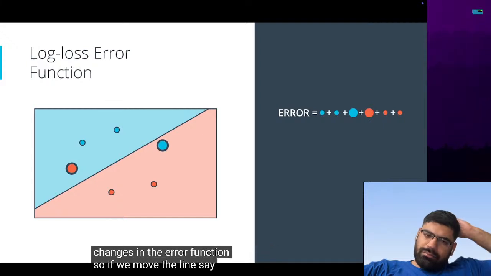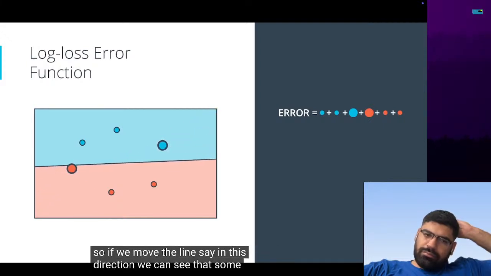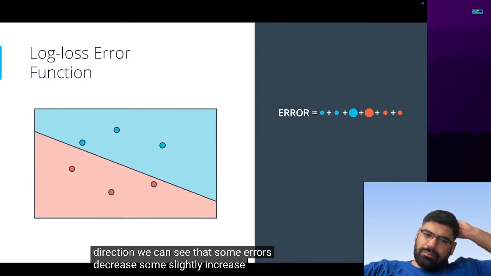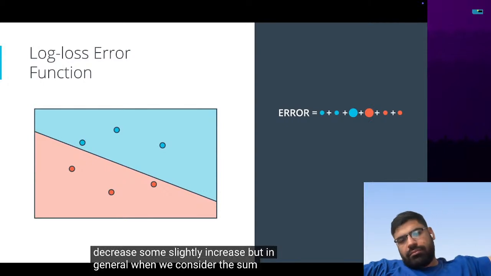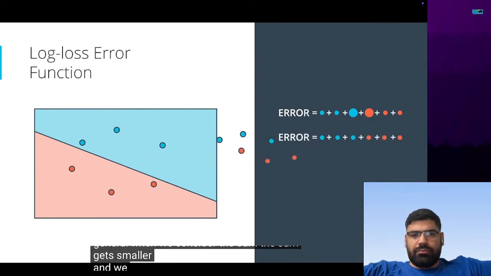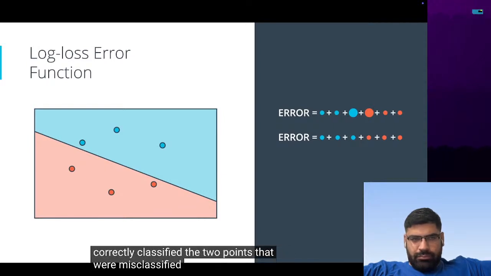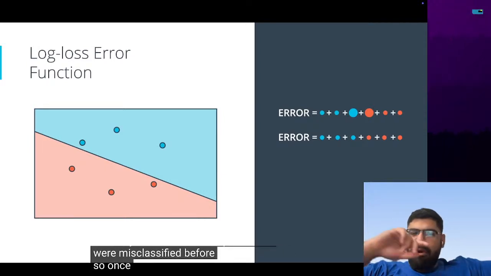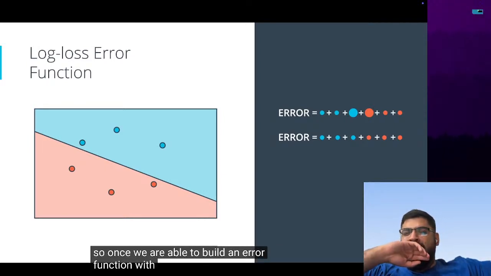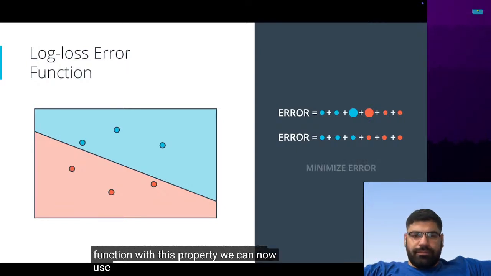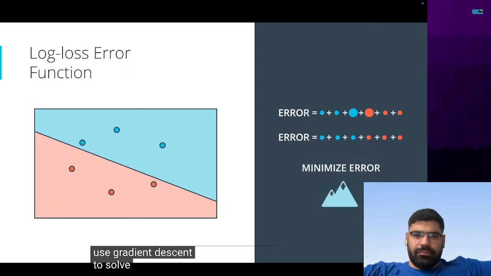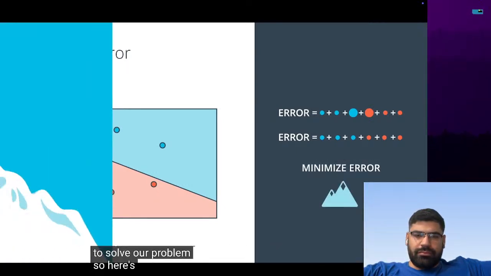So if we move the line, say, in this direction, we can see that some errors decrease, some slightly increase, but in general, the sum gets smaller. And we can see that because we've now correctly classified the 2 points that were misclassified before. So once we are able to build an error function with this property, we can now use gradient descent to solve our problem. So here's the full picture.